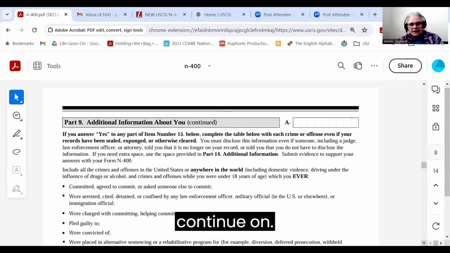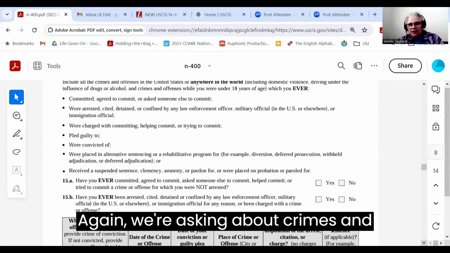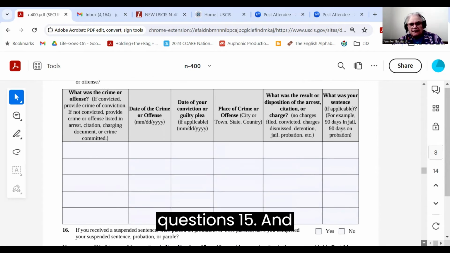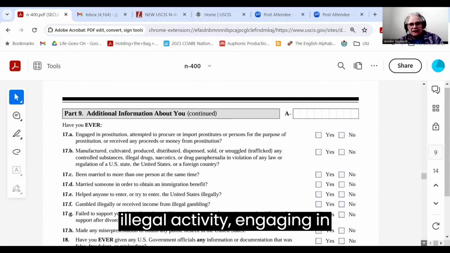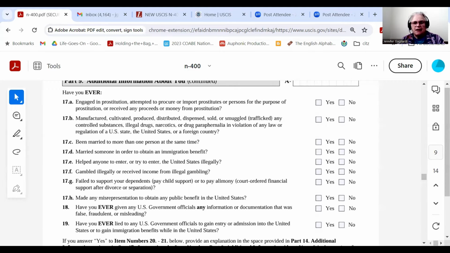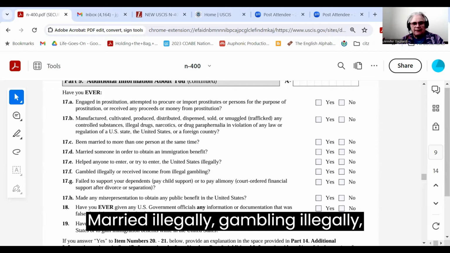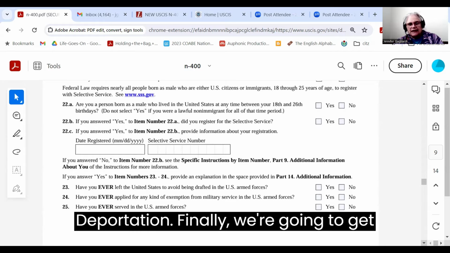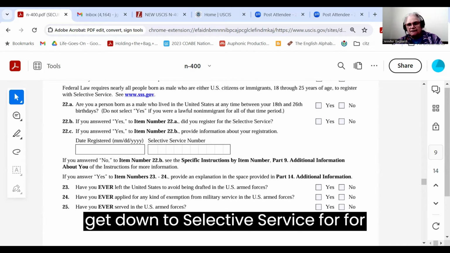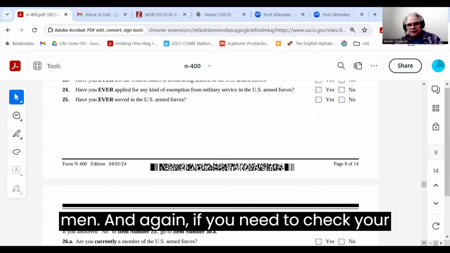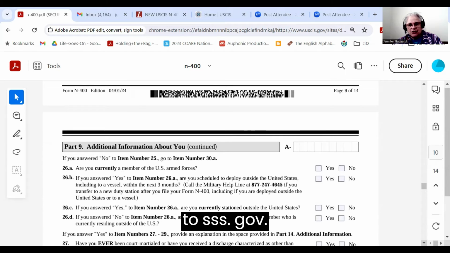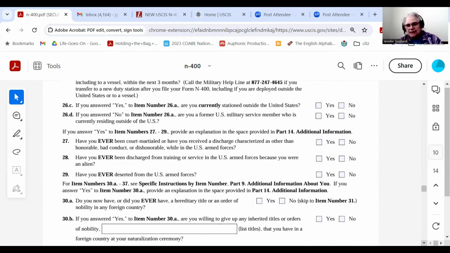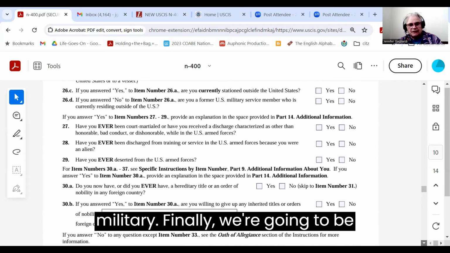Let's continue on. Again, we're asking about crimes, and this is going to be associated with the question 15. And then we're going to be talking about illegal activity, engaging in prostitution, married illegally, gambling illegally, et cetera, deportation. Finally, we're going to get down to selective service for men. And again, if you need to check your status, please go to sss.gov. And then we're going to be looking at military service in the United States military.